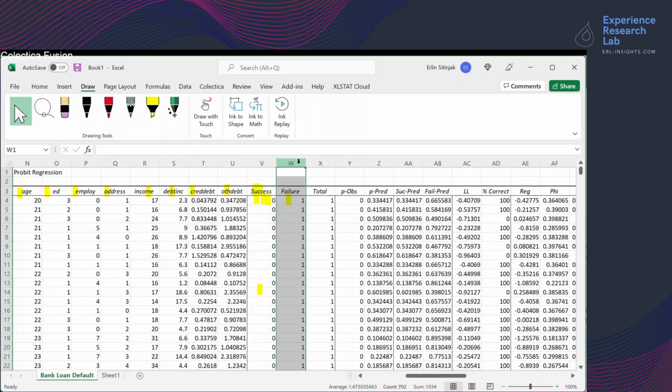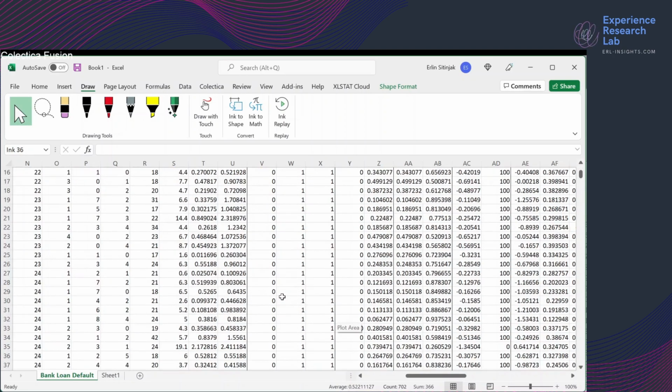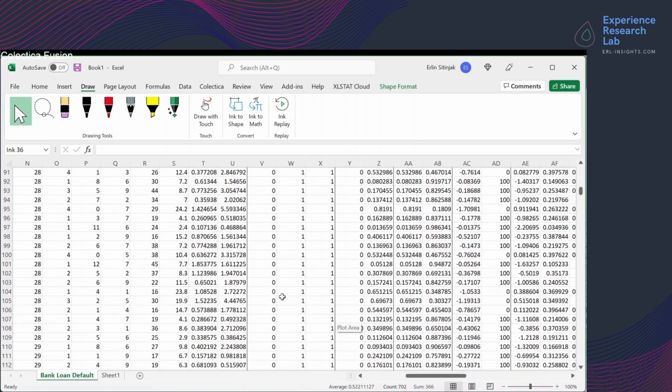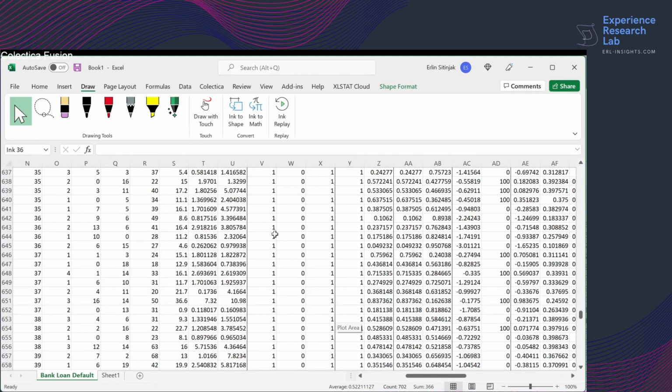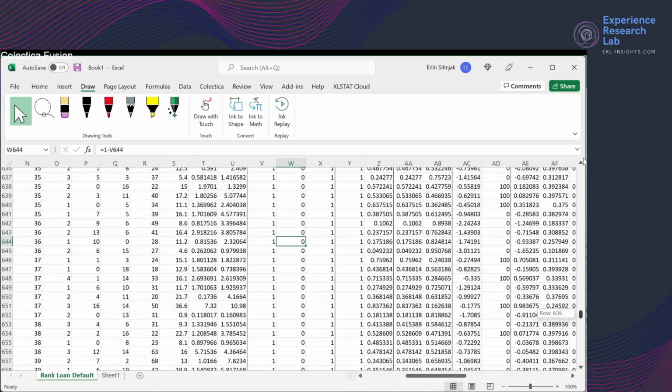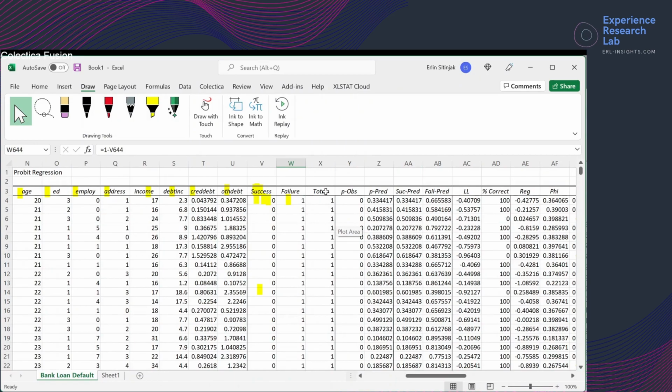The next column, failure, is technically the opposite of success. So if it is 0 in column V, it must be 1 in column W. And if I just scroll down, I can show you that if it is 1 in column V, it must be 0 in column W. Therefore, the total in column X must always be 1.